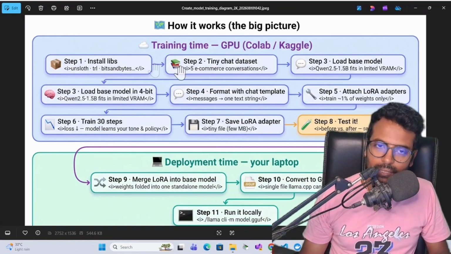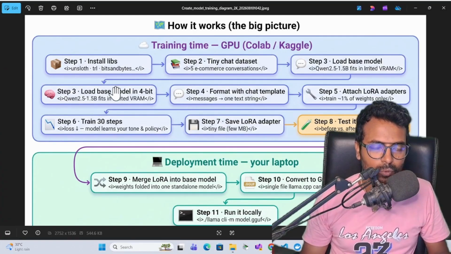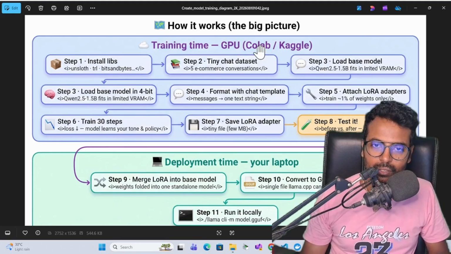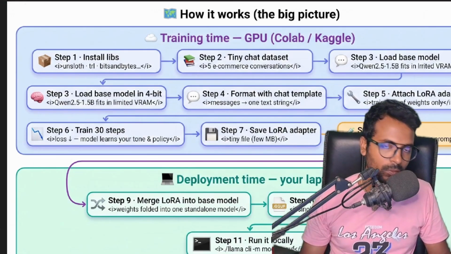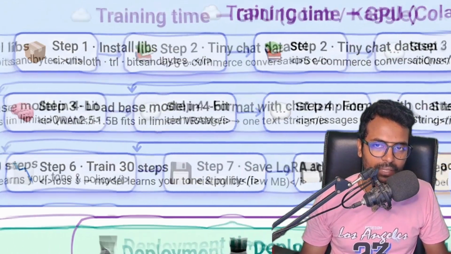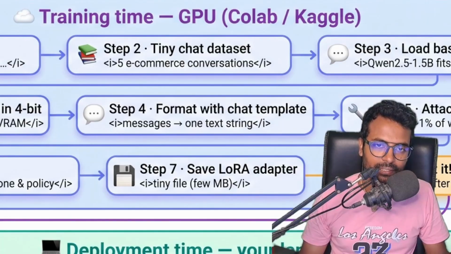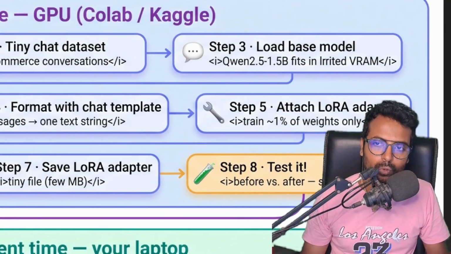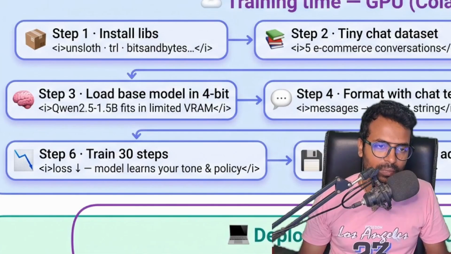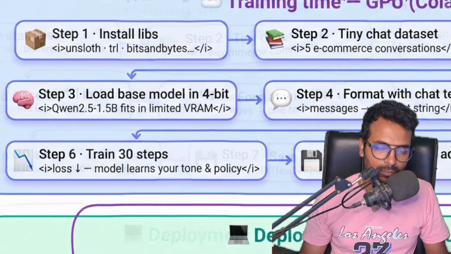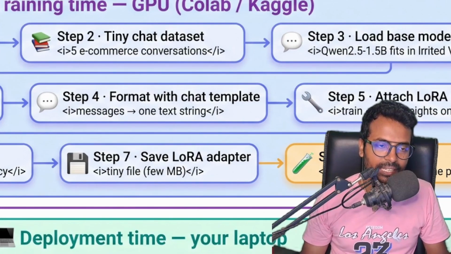First of all, before we start coding, we have to go through how we proceed with this custom LLM using Unsloth. Here are the steps we need to follow. First step, we have to install all the libraries. Second step, we set up the tiny chat dataset. Third step, we load the base model, which is Qwen 2.5 or another one. Step 4, we load that base model in 4-bit quantization, and then format it with the chat template in the next step.